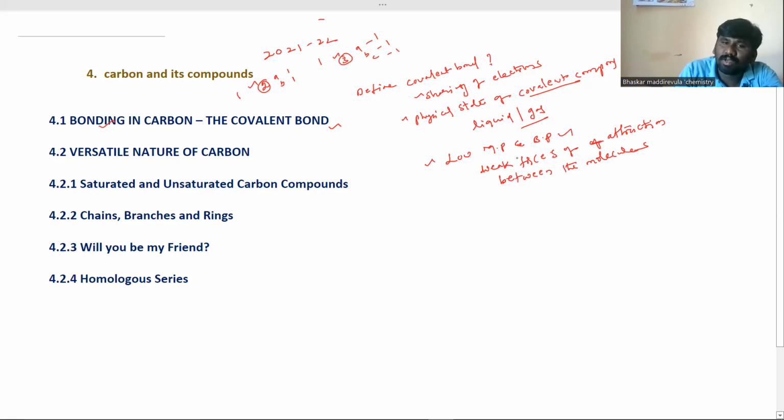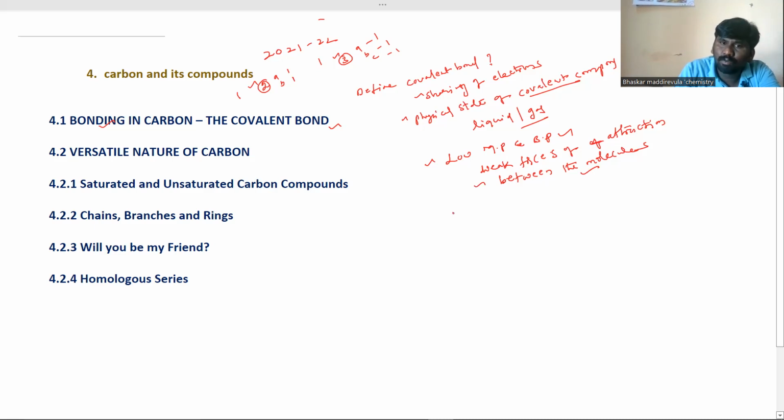Covalent compounds are formed by the sharing of electrons. Because of the sharing of electrons, they won't give rise to any ion formation during molecule formation. Because of the absence of ions, the forces of attraction between the molecules are very weak. Because of the weak forces of attraction, a covalent compound or any carbon compound possesses low melting and boiling points. This is the reason we can give.